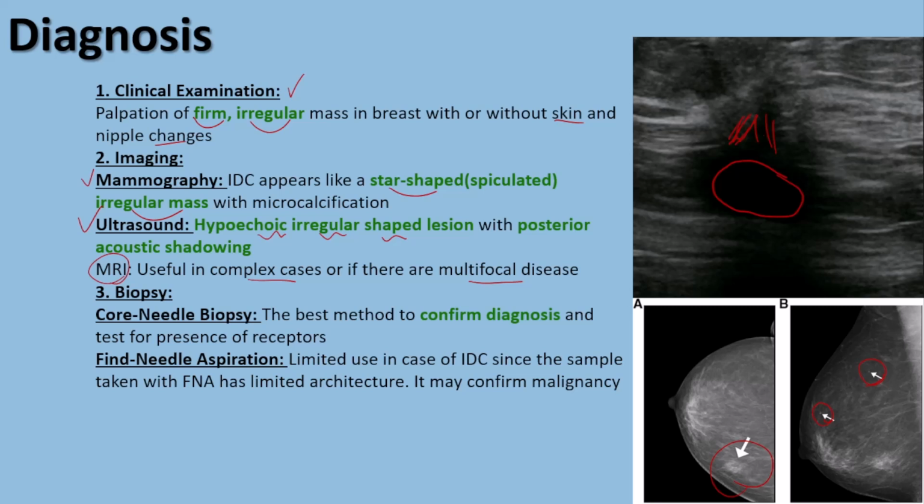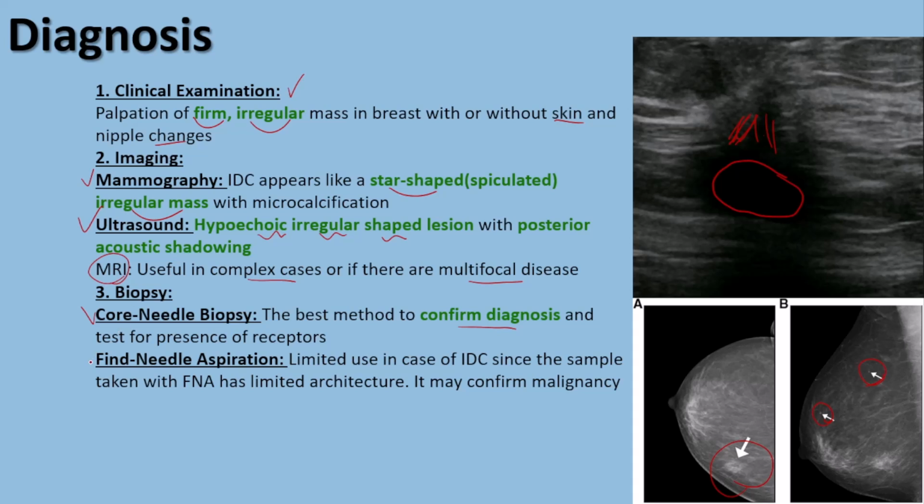Another diagnostic tool that we can use is biopsy, and core needle biopsy is one of the best tools that we have, and it can confirm the diagnosis of invasive ductal carcinoma. And also core needle biopsy helps us to detect the presence of the receptors for this tumor, which we are going to discuss in the following slides.